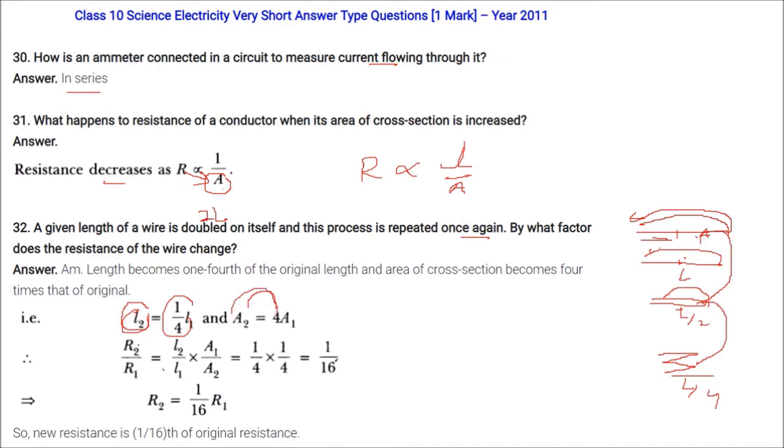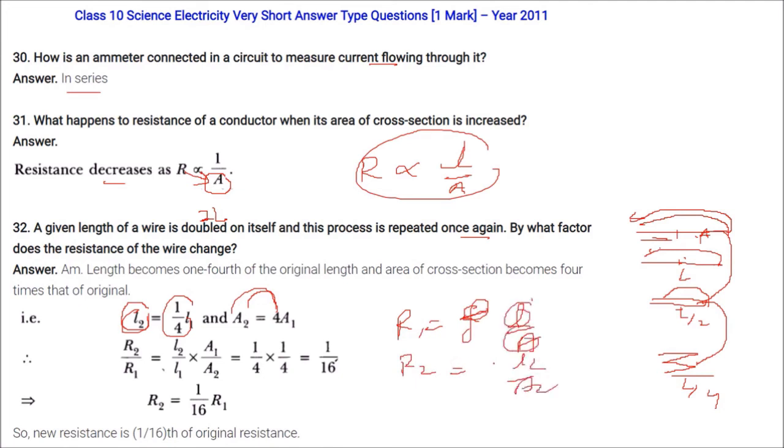We know that R equals rho L upon A, which we have already seen. So we take R1 and R2, with L1 and A1, and L2 and A2. Rho remains constant, so taking the division, R2 by R1 is equal to L2 by L1 into A1 by A2. Now L2 by L1 is 1 by 4, and A1 by A2 is 1 by 4. So 1 by 4 into 1 by 4 is 1 by 16. So R2 becomes 1 by 16 of R1. The new resistance is 1/16th of the original resistance.